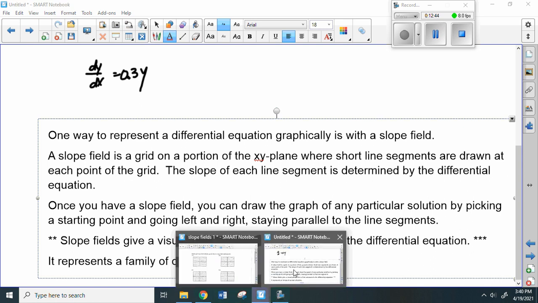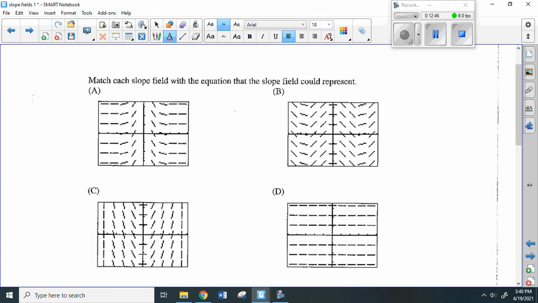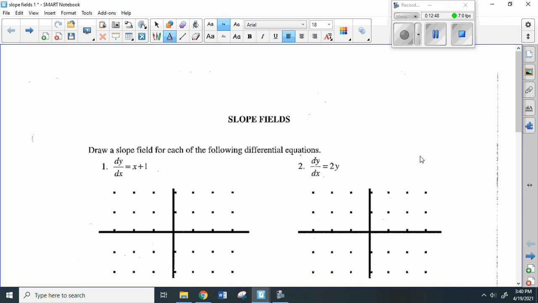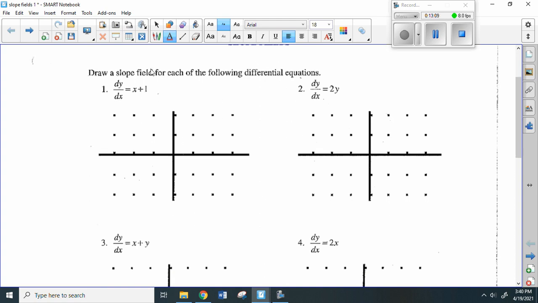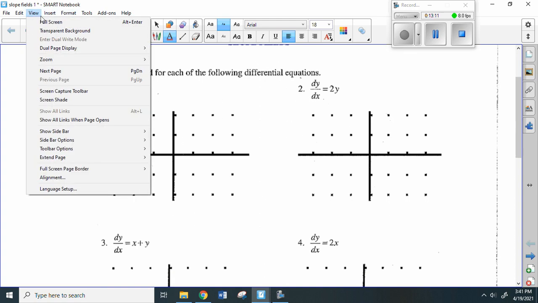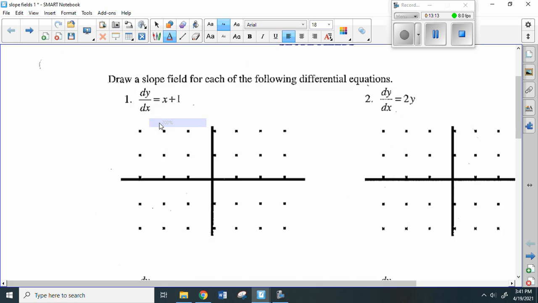So we're going to jump over to our first little packet on slope fields, and I want to show you how drawing a slope field works. We are going to draw a slope field for each of the following differential equations. We're not going to do all 6 of these. I think we're going to do 3 or 4 of them together to give you an idea of how it works. I think I'm going to zoom in just a little bit.